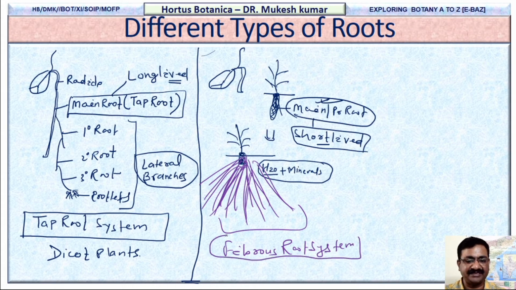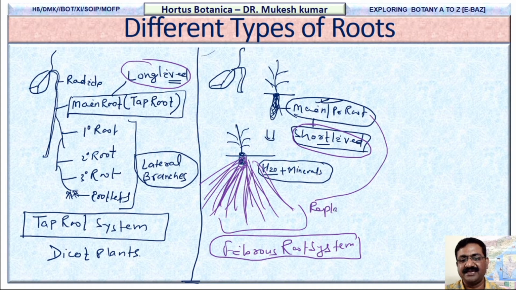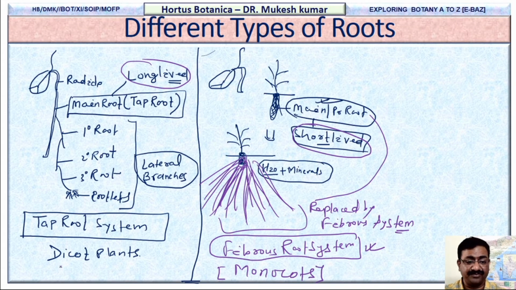Okay, so what you find again, locate. Here it is long-lived, here it is short-lived. Since it is short-lived, this main root is being replaced by fibrous roots. And they finally develop the system. Lateral branches will be there, and there will be formation of the fibrous root system. And this is the characteristic feature of monocots. It is only found in monocots, isn't it? So usually dicot plants have taproot, and usually monocot plants have fibrous root.